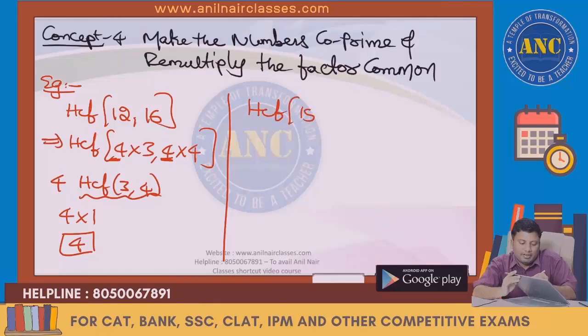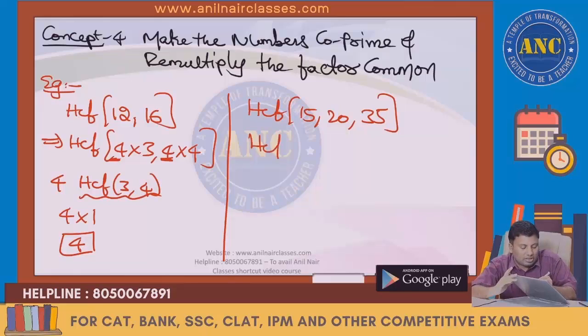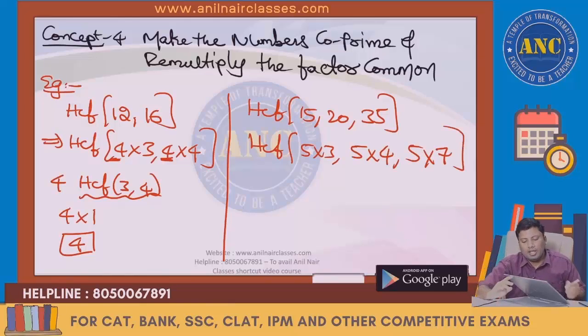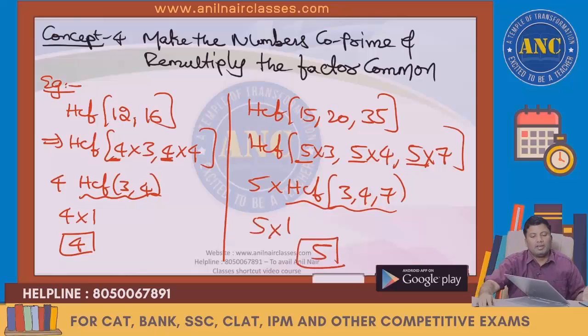HCF of 15, 20, 35. They are not co-prime to each other. In fact, they are all multiples of 5. In the previous question, they were all multiples of 4. These are nothing but HCF of 5 into 3, 5 into 4, 5 into 7. 5 is common. 5 into HCF of 3, 4, 7. They are all co-prime. 5 ones are 5.